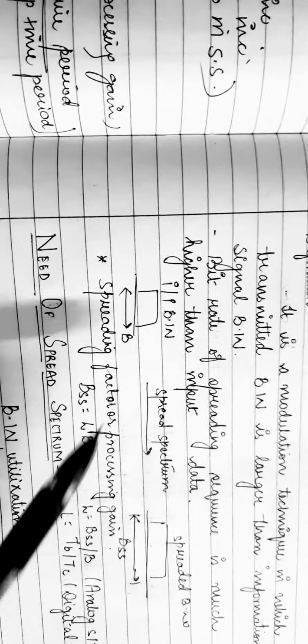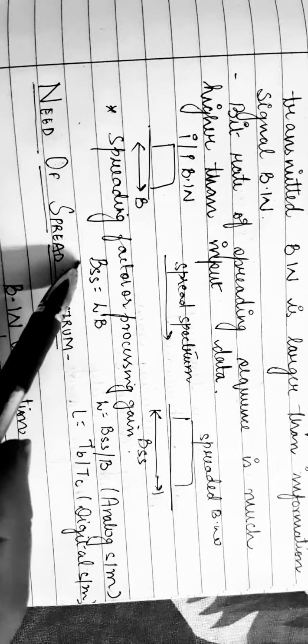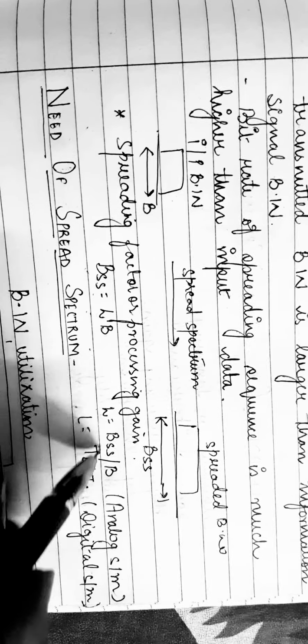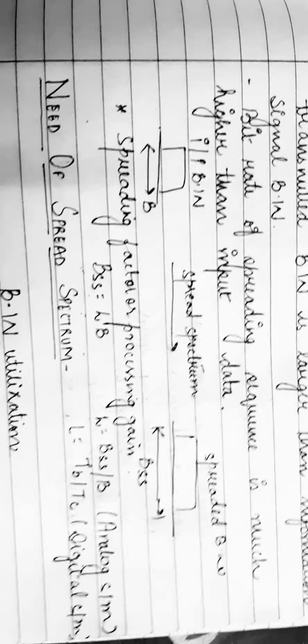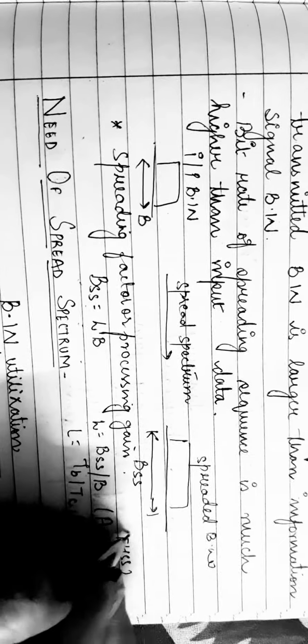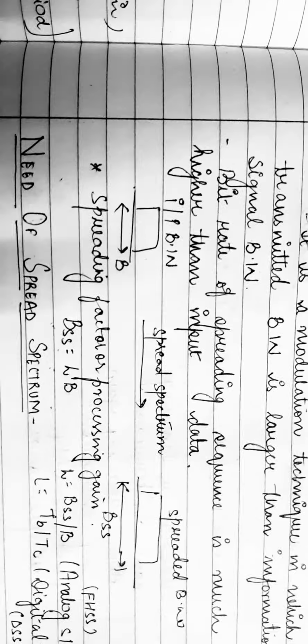So this is the new term that we can see over here, that is the spreading factor or the processing gain. So the spreading factor, here we have BSS equals L into B. L equals BSS upon B is used in your analog system, while L equals TB upon TC is used in your digital system. In the analog system, I will be explaining FHSS, and in the digital system I will be explaining DSSS.